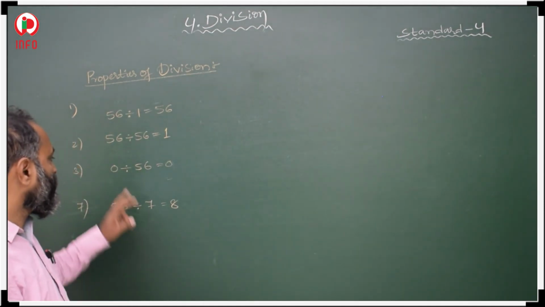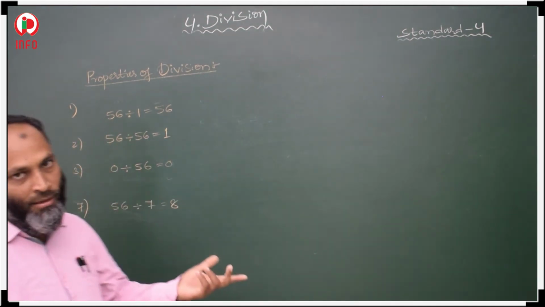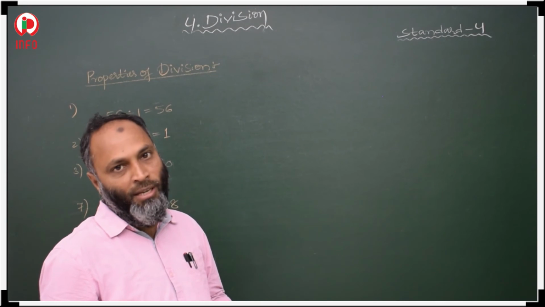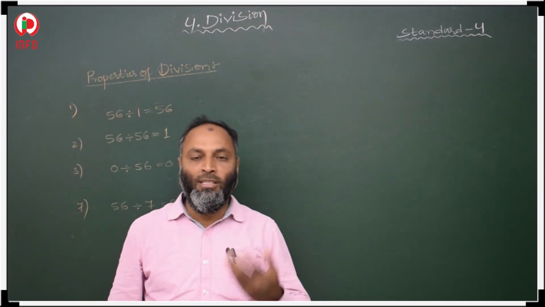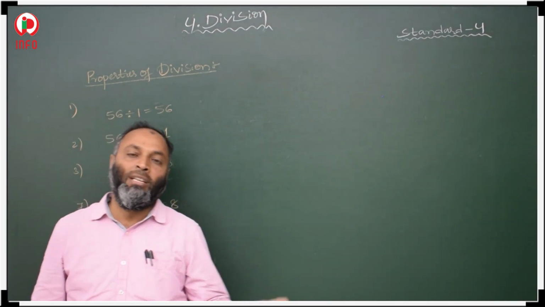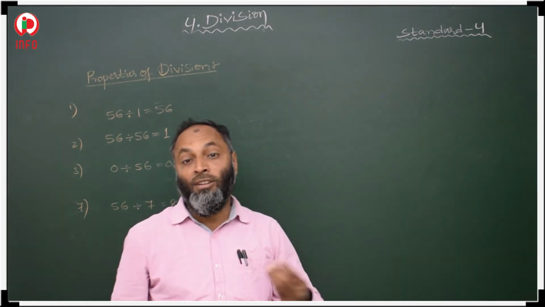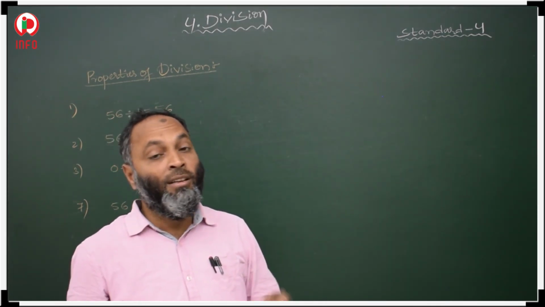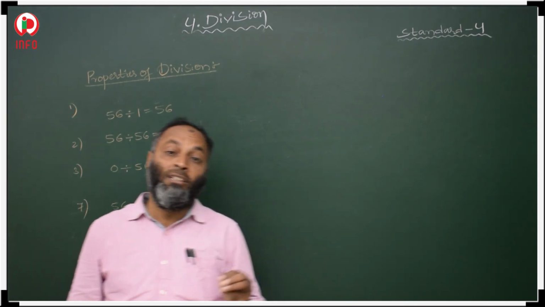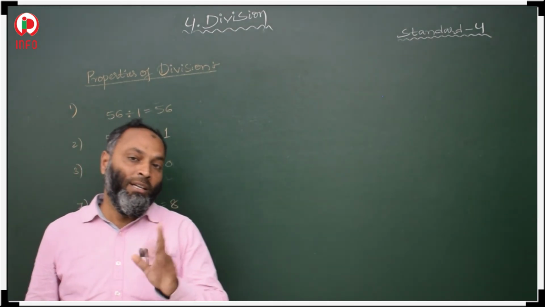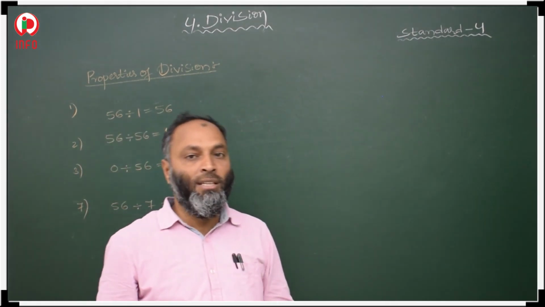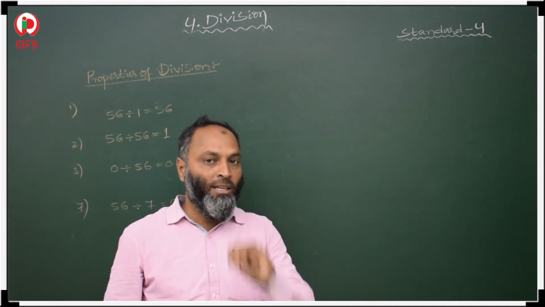Next, 0 divided by any number. 0 divided by 1, 0 divided by 2, 0 divided by 3, 0 divided by 100, 0 divided by 1000, whatever it is. 0 divided by any number, the answer is 0. This is the third property.